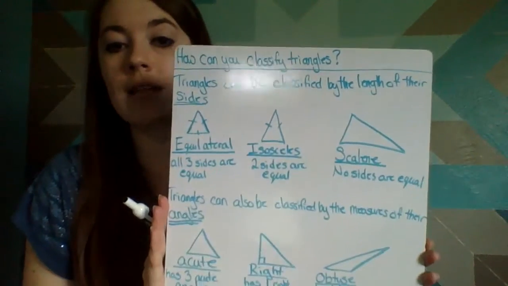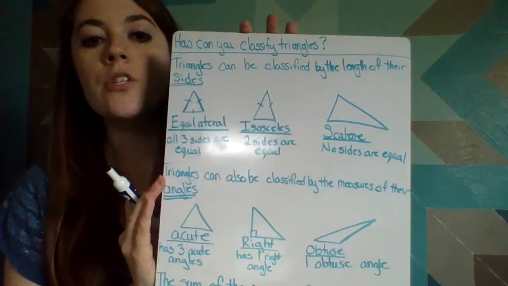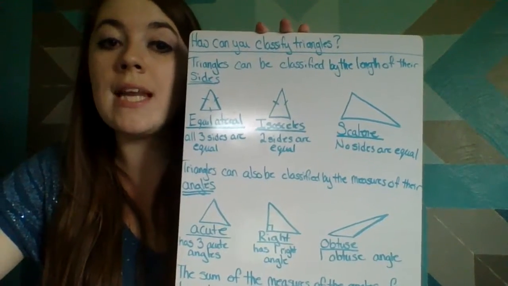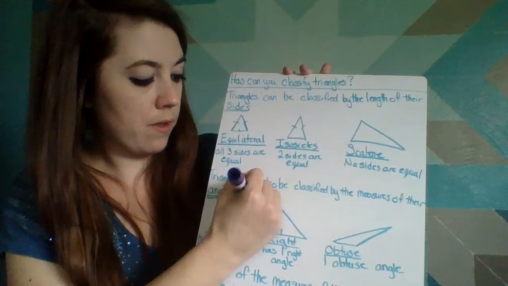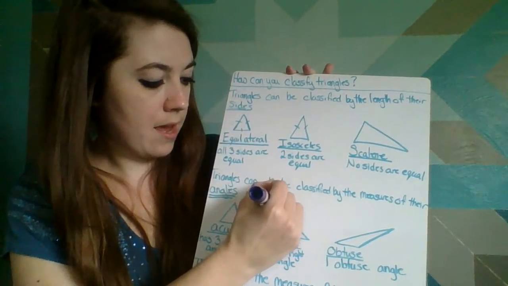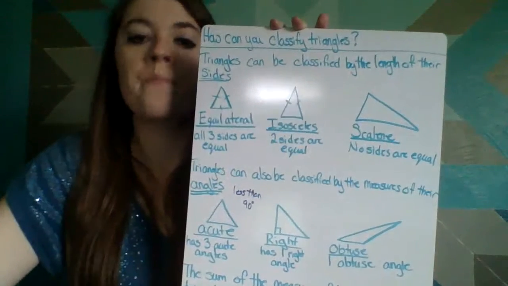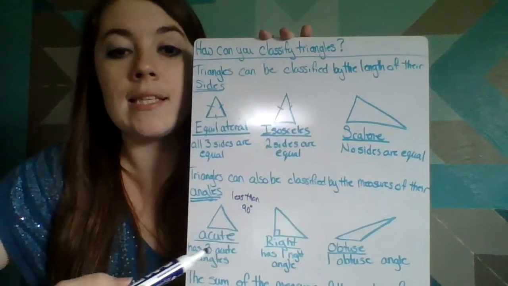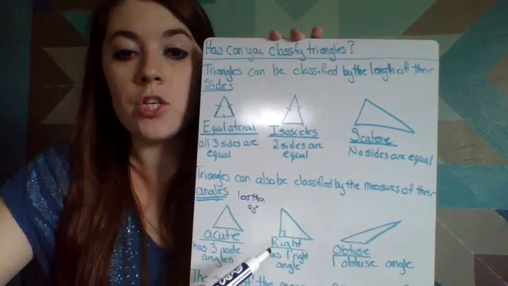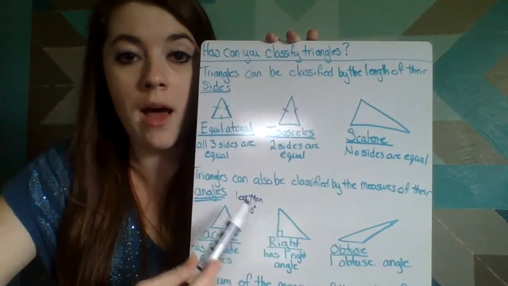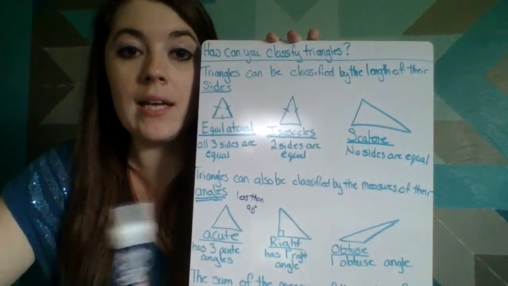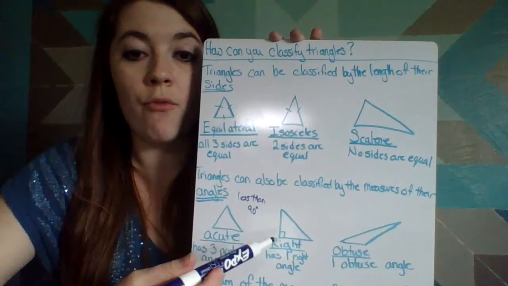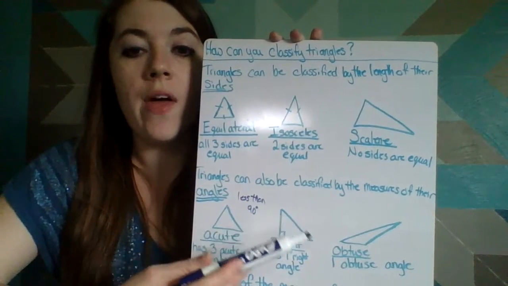Now, they can also be classified based on their angle measures. If we have 3 acute angles, hopefully you remember what acute means. Acute means an angle less than 90 degrees. So if we have 3 angles that are all less than 90 degrees, it's considered an acute triangle. A right triangle has 1 right angle. That means one of the angles, only one, has to be 90. Your other 2 angles will be acute angles. So you're going to have 1 90-degree angle, or right angle, and then 2 acute angles.